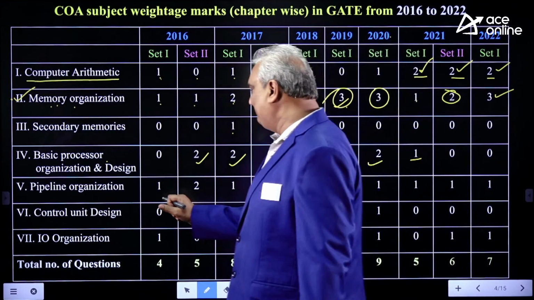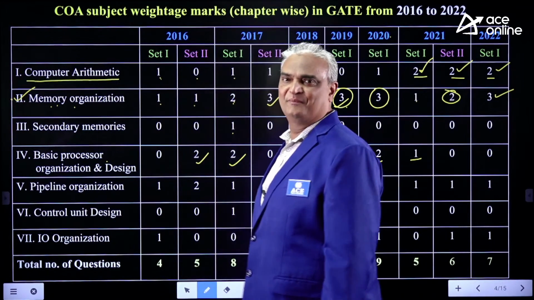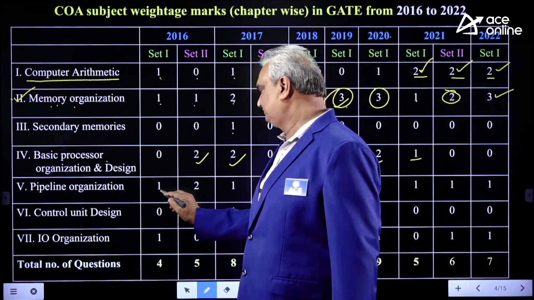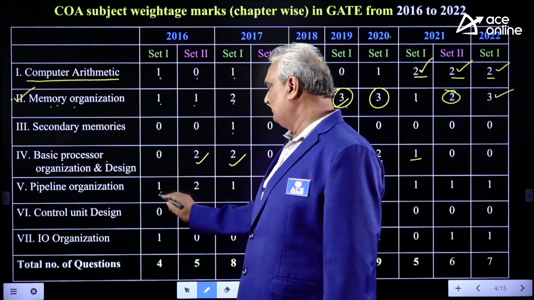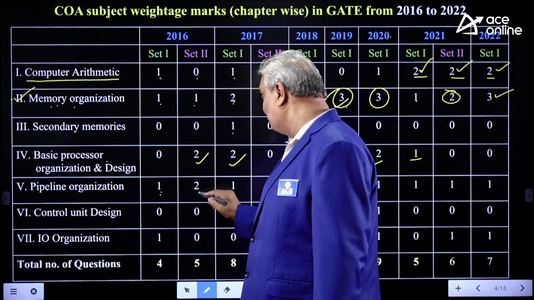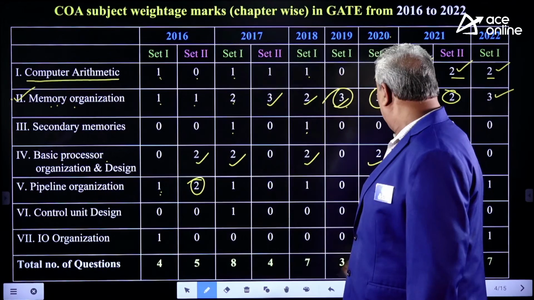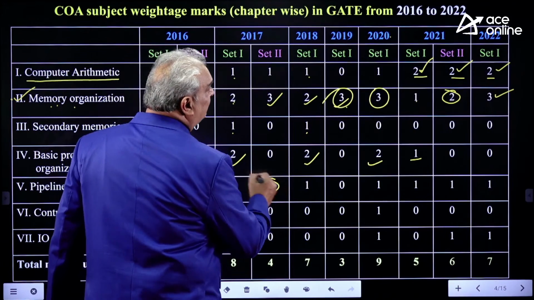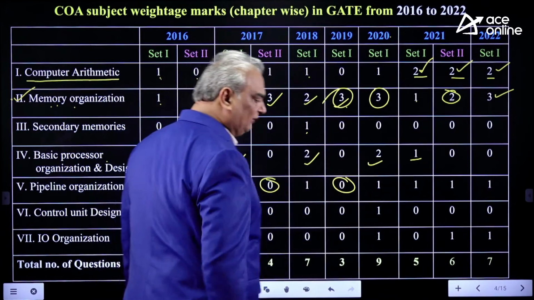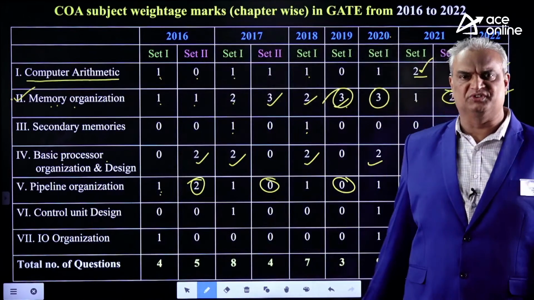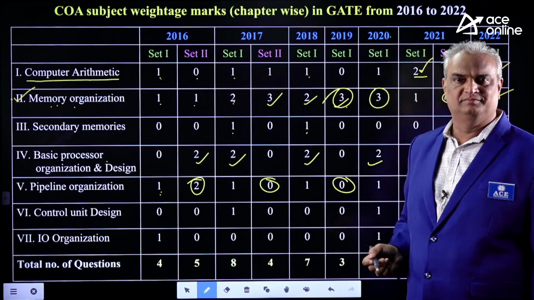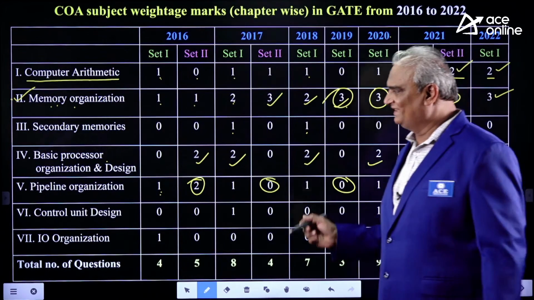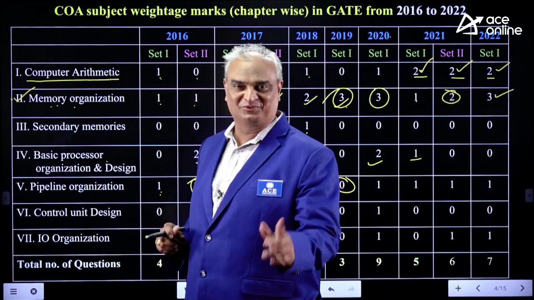Next, pipeline organization. Already I told, it is a very, very, very important topic. In this, 2016 set 1, 1 question, 2016 set 2, 2 questions. Except in 2017 set 2 and 2019 set 1, definitely we had minimum one question in all papers. That's why there is a 99% chance to get a question from pipeline organization, that also a 2 marks question.